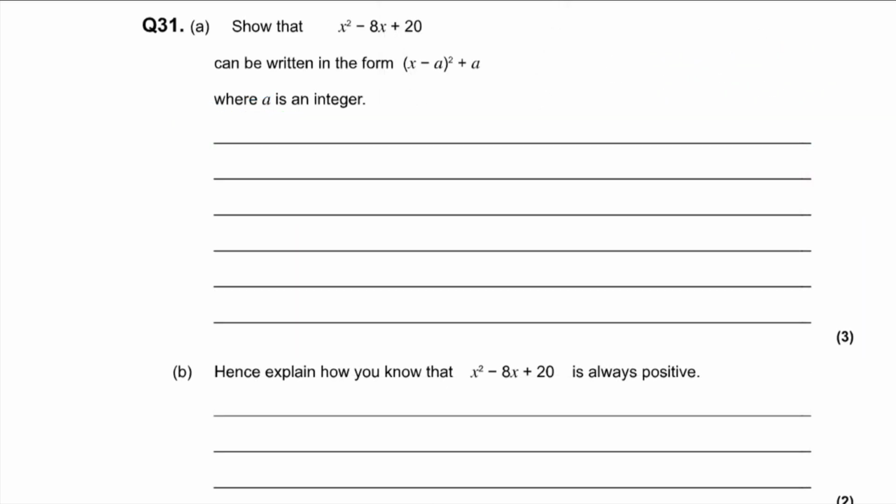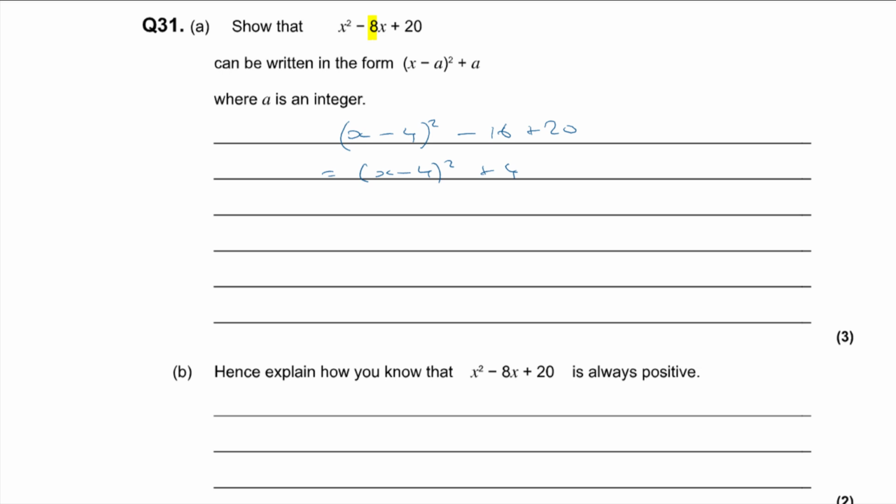Question 31a: show that x squared minus 8x plus 20 can be written in the form (x minus a) all squared plus a. Okay, interesting, double a. Right, so let's do that. Taking the coefficient of x and halving it, I'm going to get (x minus 4) all squared, taking off the square of that number, minus 16, plus the 20 that was already there. That's going to give me (x minus 4) all squared plus 4. So a and a, isn't it? So we did it. Hence, explain how you know that x squared minus 8x plus 20 is always positive.